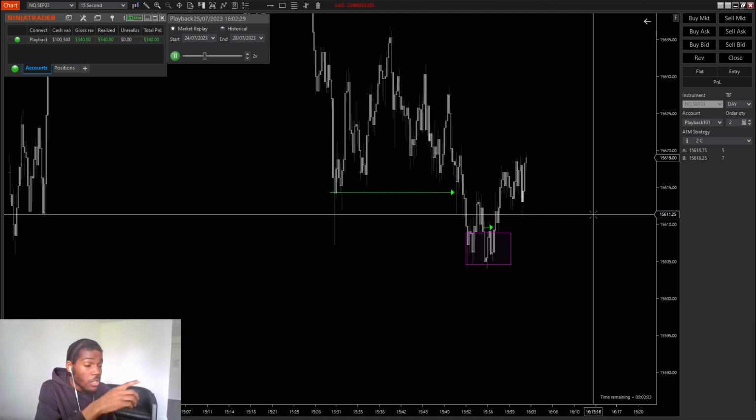Listen, I'm at 2x speed. Look how many trades that I've taken already. I think like 3 already. But bro, there's an abundance of opportunities, even if you just stick to one side of the market, G. Abundance.